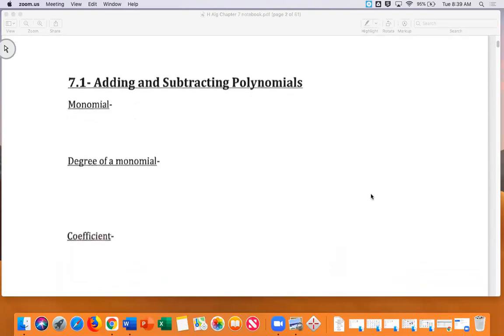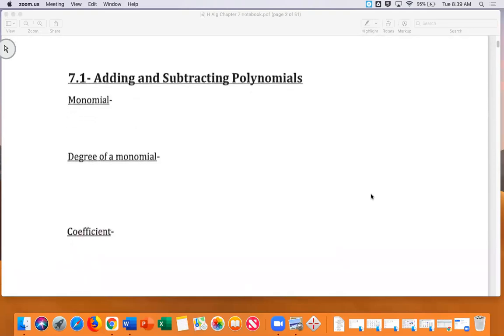Okay. So now Mrs. Simonian alluded to this word, monomial. And G, you said monomial meant, mono means one, and nomial we know means term, right? So monomial means one term. Okay, one term.